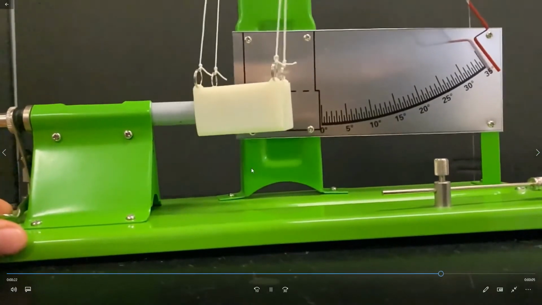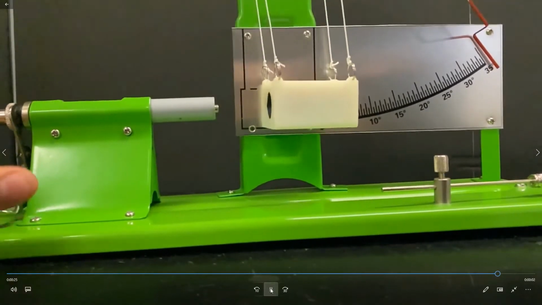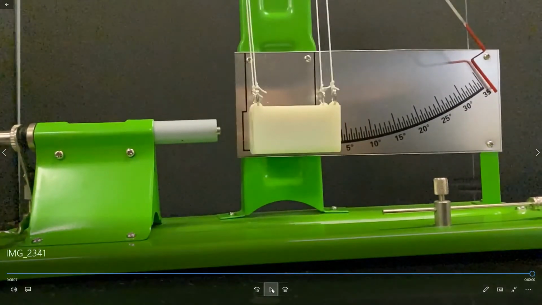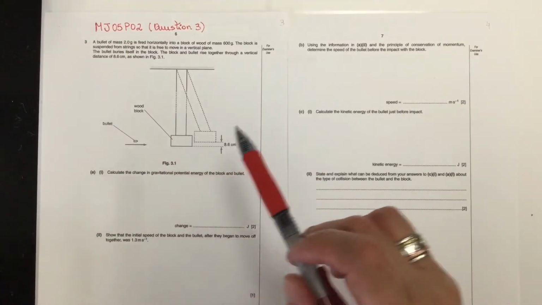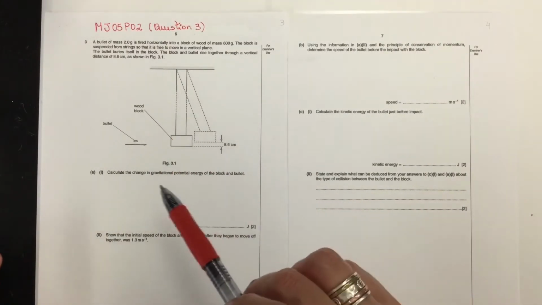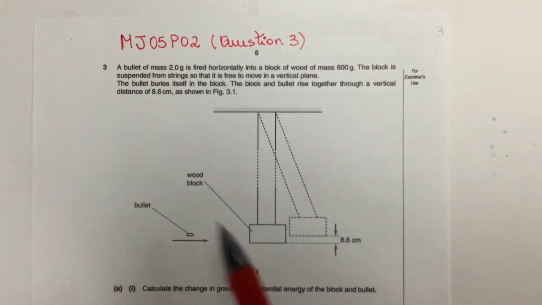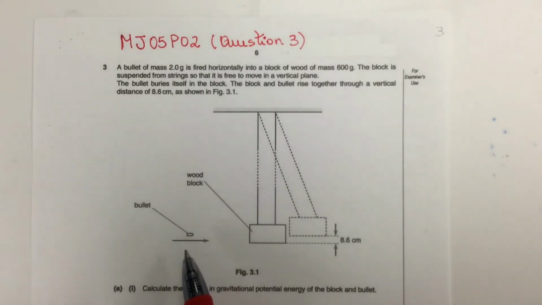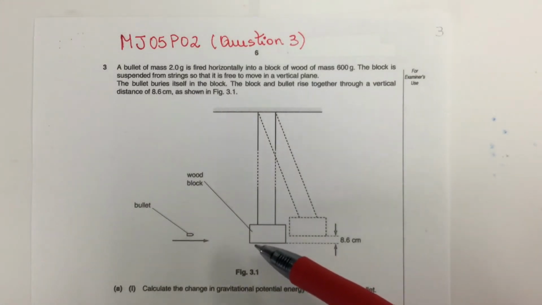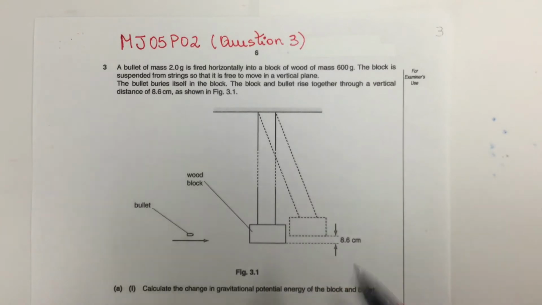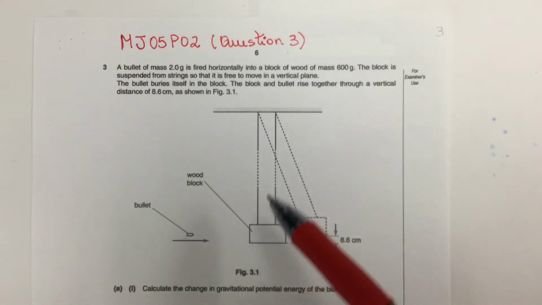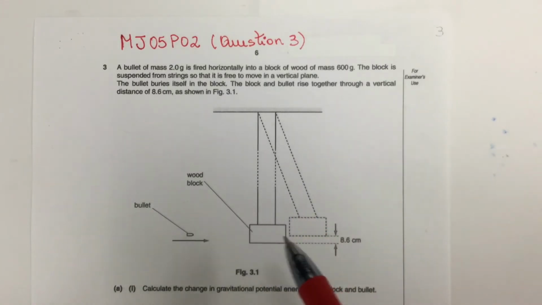And it comes back. Okay, so now let's check all the details about the problem. In this question, we are using conservation of energy and conservation of momentum to solve it. Description of this problem: a bullet of mass 2 grams is fired horizontally into a block of wood of mass 600 grams. The block is suspended from strings so that it's free to move in a vertical plane.